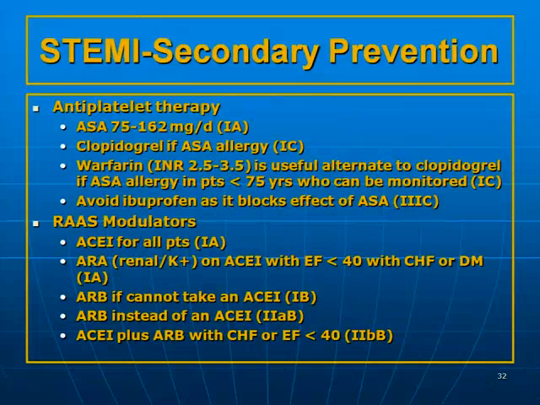Slide 32, antiplatelet drugs. We already talked about this. Aspirin for everybody. Dual antiplatelet therapy can be used, particularly if you have a stent. The recommended duration is 12 months unless there's a significant risk of bleeding. Now, the guidelines tell us that you can use warfarin instead of clopidogrel if the patient has an aspirin allergy, and especially if they're less than 75 years of age and can be monitored.